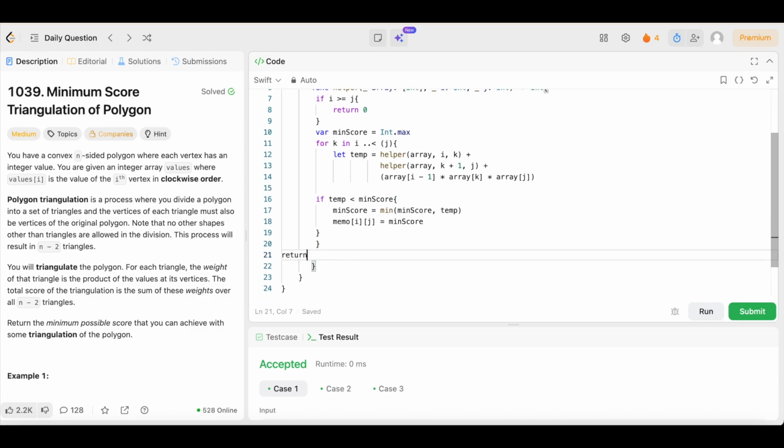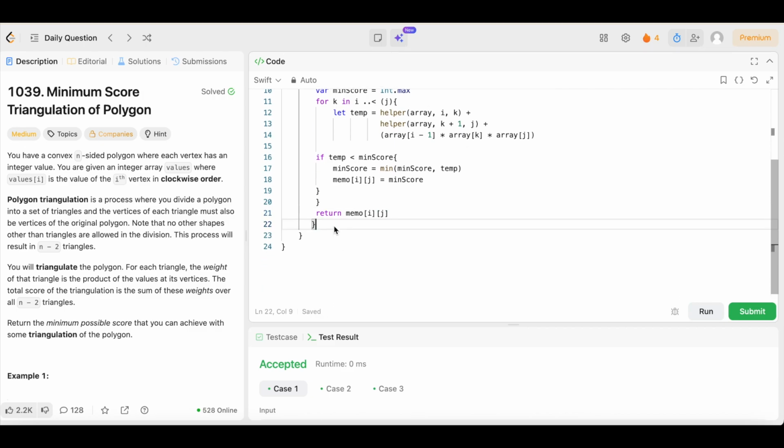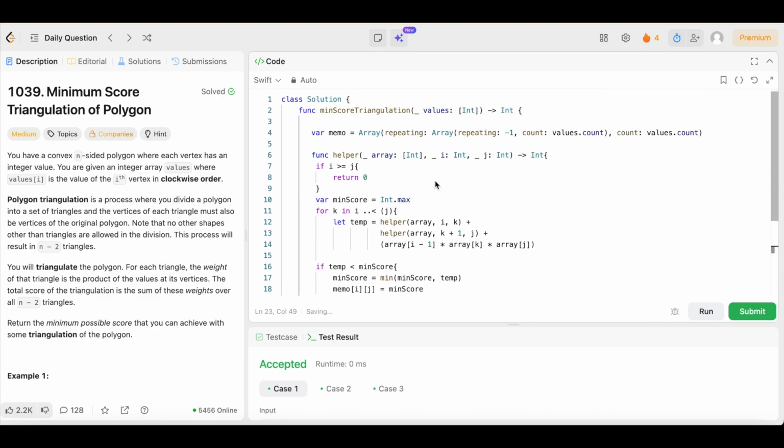Boom. Then we need to return the cached result for this range by coming right here. And we're just going to say return memo, square bracket I, square bracket J. And then we just need to return the score, our final output, or excuse me, return the minimum score by coming right here. We just call the helper function by saying return helper, open up the parentheses, values, comma, 1, comma, values dot count minus 1. That should be all that she wrote, y'all.